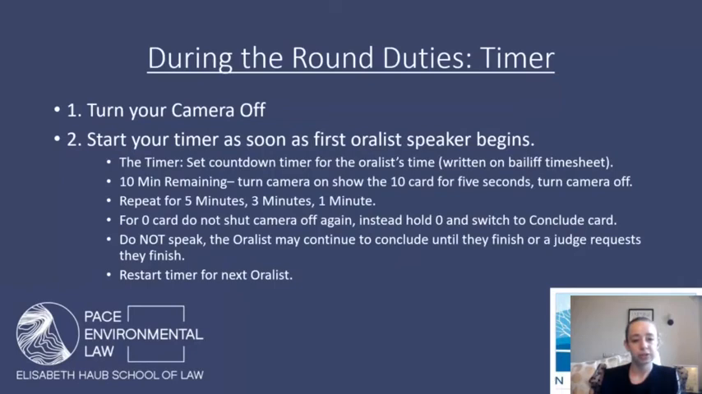Once you've finished reading out the bailiff cry, know that the round is about to begin, and the first oralist will begin speaking. At this point, you should turn your camera off and start your timer as soon as the first oralist begins to speak. You should set your timer up for the duration of the first oralist's argument time, which you wrote down in your bailiff timesheet. Once there is 10 minutes remaining, turn your camera on and show the 10 card for 5 seconds.